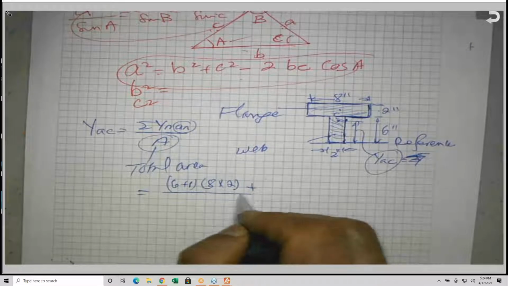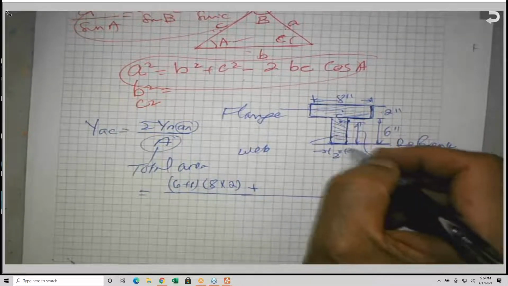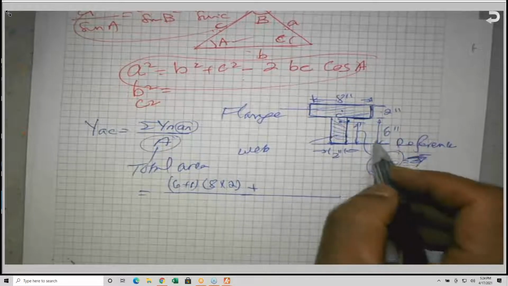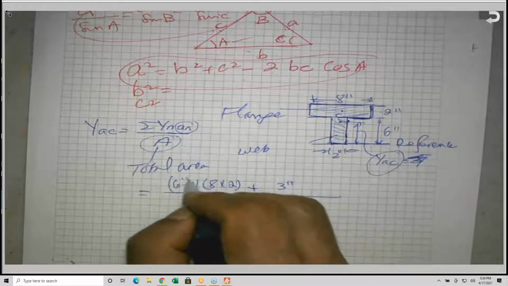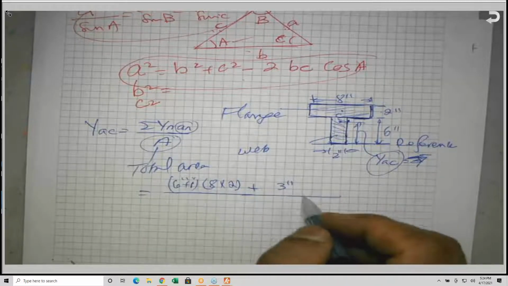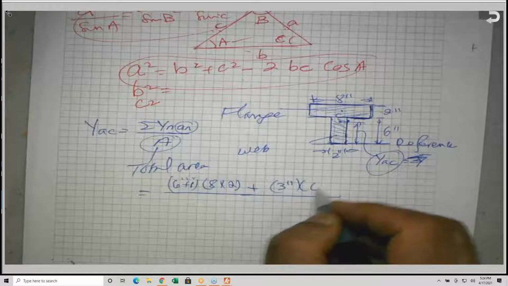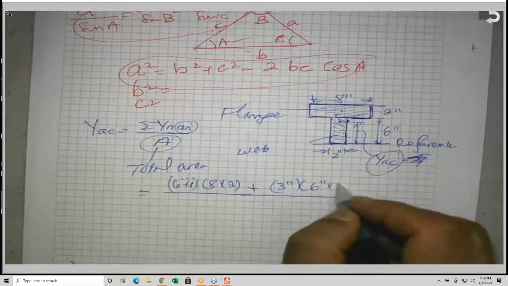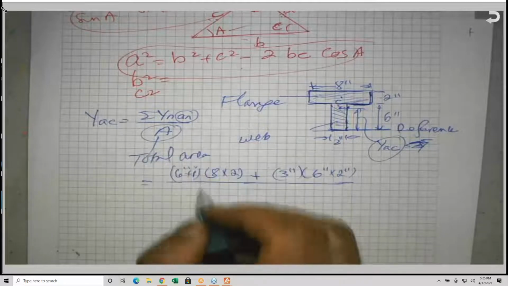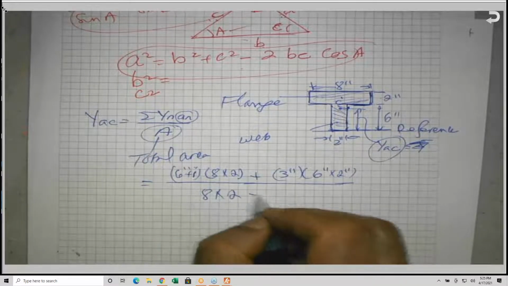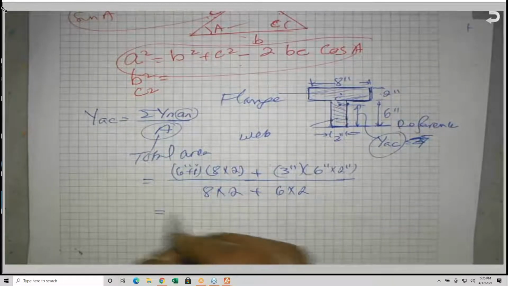Plus, I will look to the web. What's the distance from the centroid of the web to the reference line? This is 6 inches. It is halfway, so it's 3 inches. All these are in inches, by the way. Times its area, which is 2 times 6, divided by this total area, which is 8 times 2 plus 6 times 2. This is the way we do it.